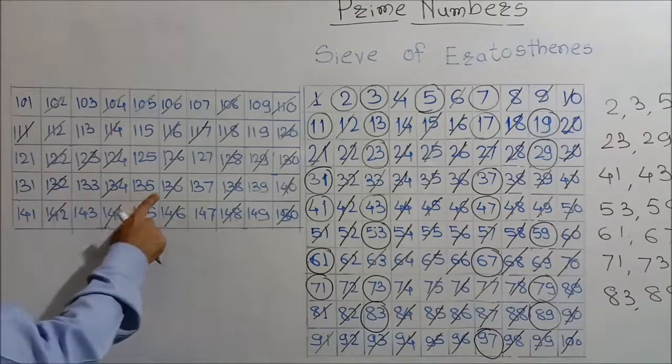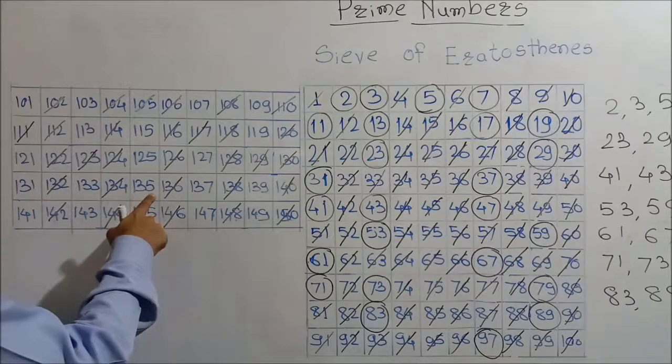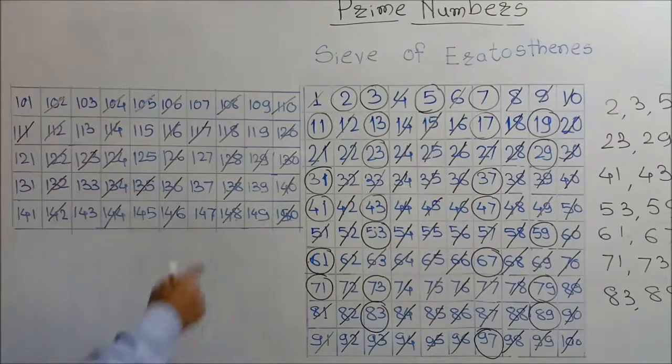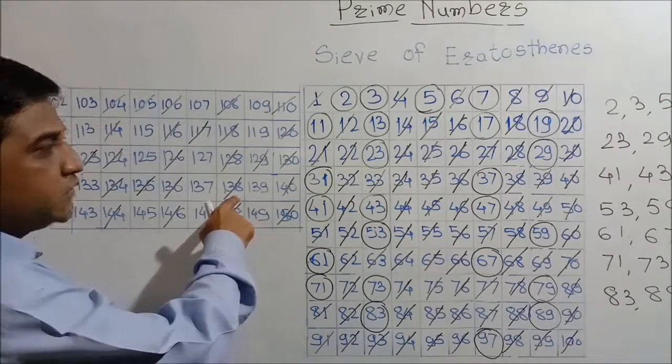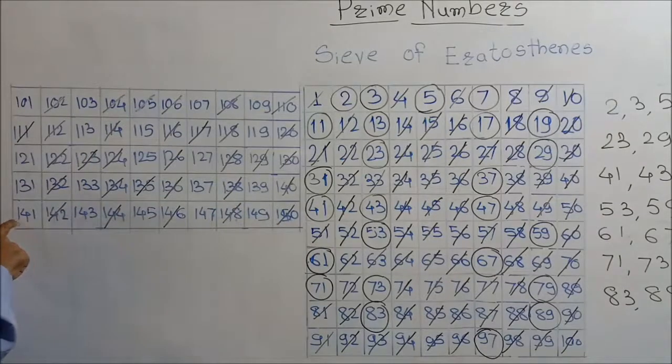We are having 135 as a next. We'll add 1 plus 3, that will become 4 plus 5. That will become 9. So it is also divisible by 3. 138 is the next possible multiple of 3. And we are having 141. 1 plus 4, 5 plus 1, 6. So 6 is divisible by 3. So 141 is also divisible by 3. So we are going to cut it.